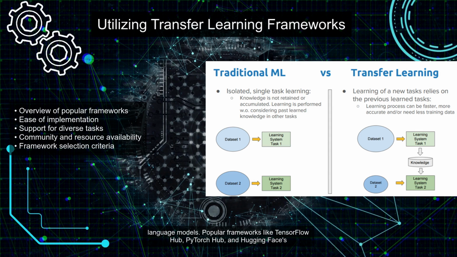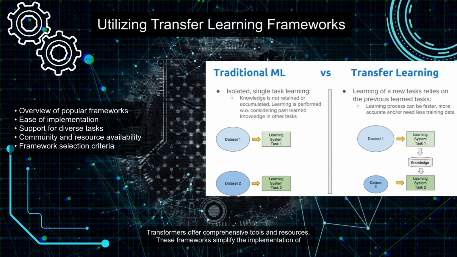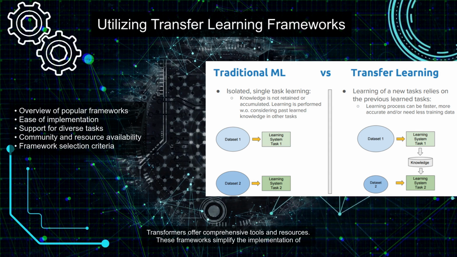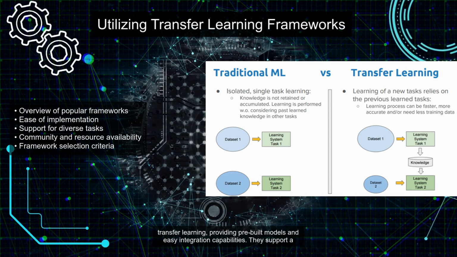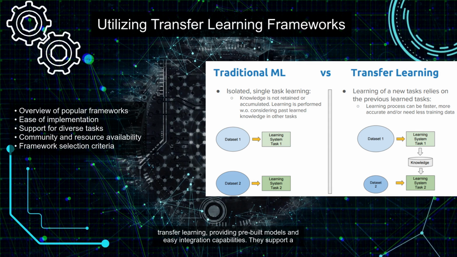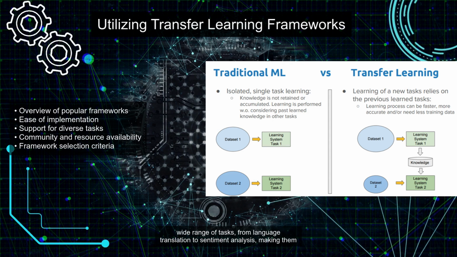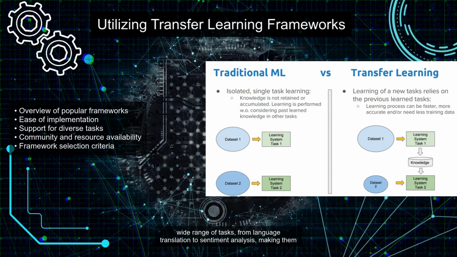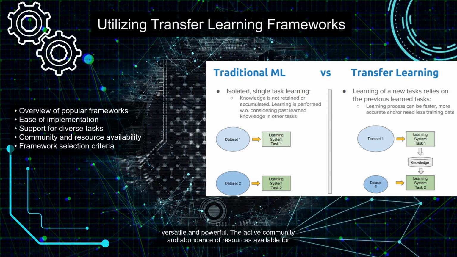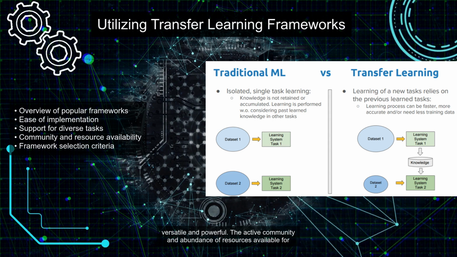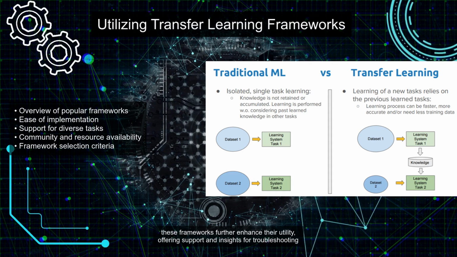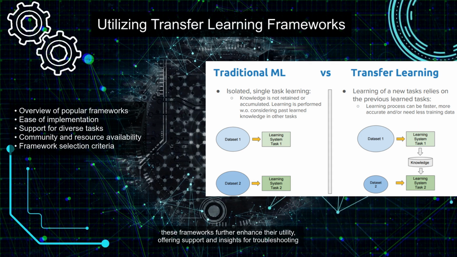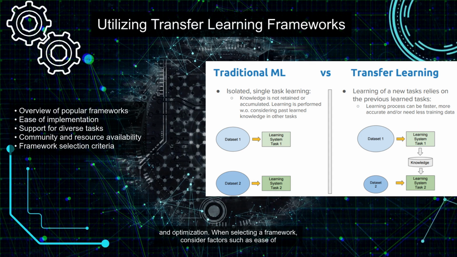Popular frameworks like TensorFlow Hub, PyTorch Hub, and Hugging Face's Transformers offer comprehensive tools and resources. These frameworks simplify the implementation of transfer learning, providing pre-built models and easy integration capabilities. They support a wide range of tasks, from language translation to sentiment analysis, making them versatile and powerful. The active community and abundance of resources available for these frameworks further enhance their utility, offering support and insights for troubleshooting and optimization.